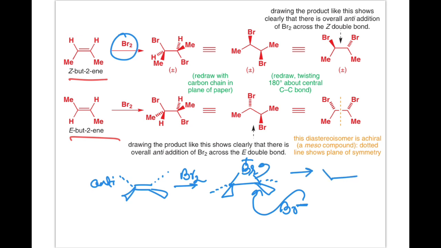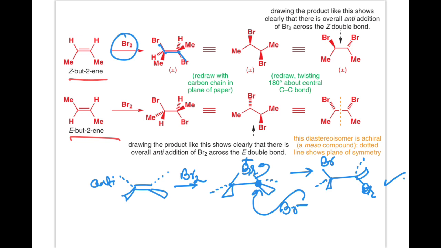So this is how you get anti-addition. This is the product of anti-addition. Now you see the same thing has happened over here. You have got one bromine over here and the other over here. Similarly, there is an inversion on this particular carbon. This particular carbon, there is inversion like this.